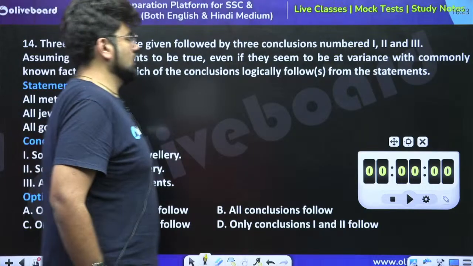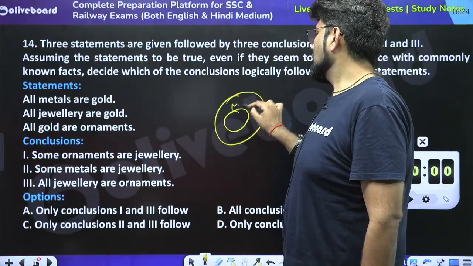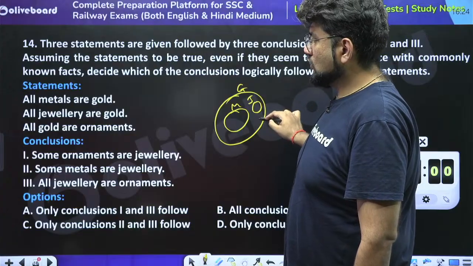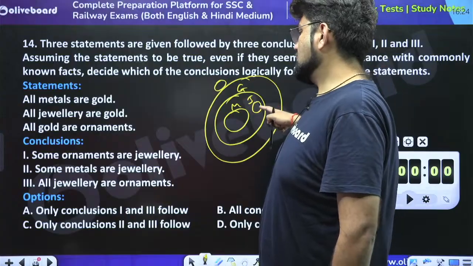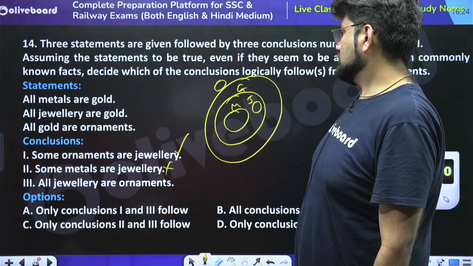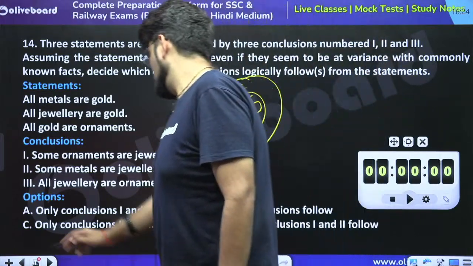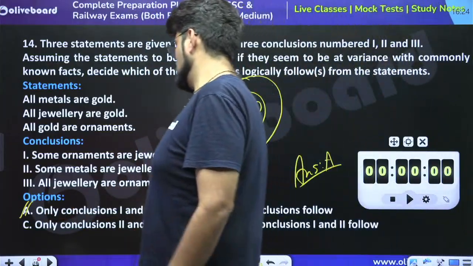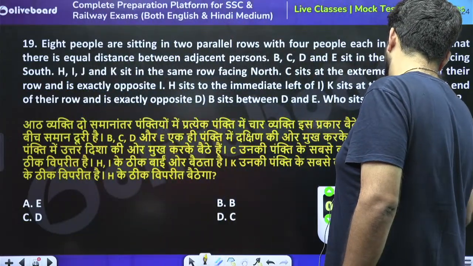So all metals are gold. All jewelry are gold. All gold are ornaments. Some ornaments are jewelry, absolutely right. Some metals are jewelry, not at all. All jewelry are ornaments, absolutely right. So only 1 and 3 follow. Option A is the correct answer. If I had written some metals as jewelry is a possibility, then it would have been right.